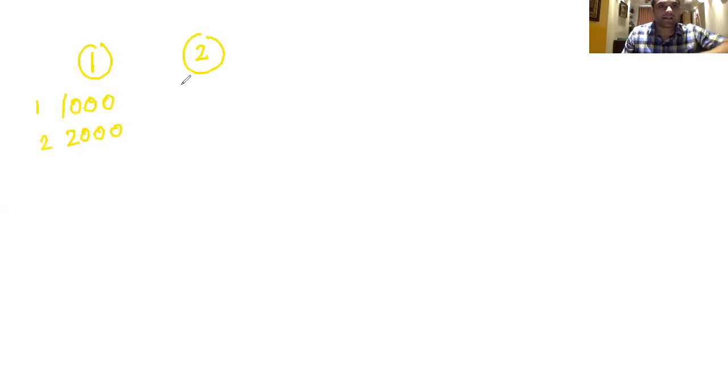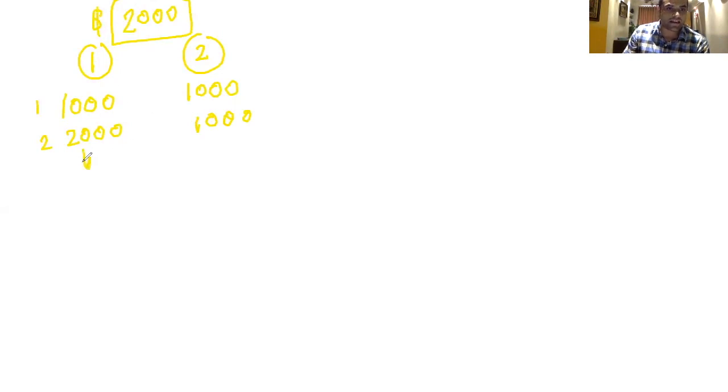So for example, we have 2 projects. One project has cash flows of 1,000 and 2,000, so just 2 years, and another has cash flows of 1,000 and 1,000. All right. And the initial investment is 2,000. Remember, here is the discount table and here is the annuity table. So let's say annuity table.